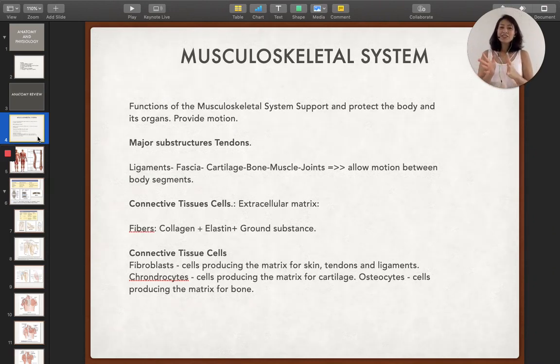Okay. So the connective tissue cells include the fibroblasts, the cells that produce the matrix of skin, tendons, and ligaments. Also, the chondrocytes, the cells that produce the matrix of cartilage, and the osteocytes, the cells that produce the matrix of the bone. So all together here, fibroblasts, chondrocytes, and osteocytes form the connective tissue cells.